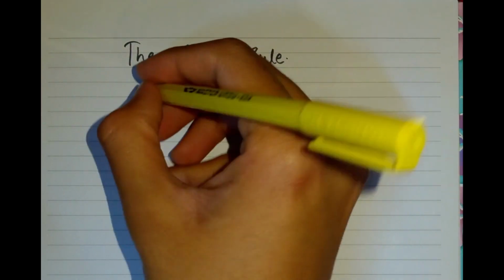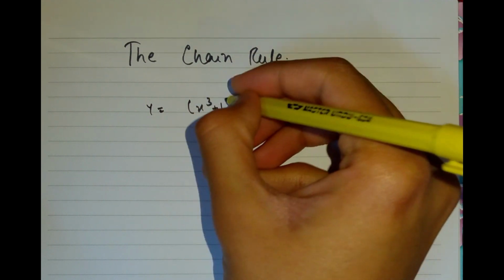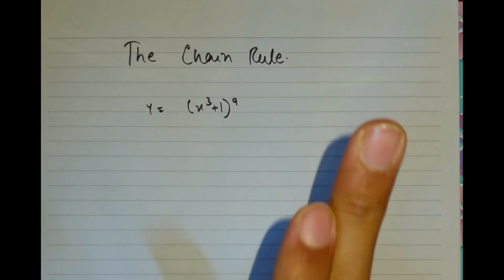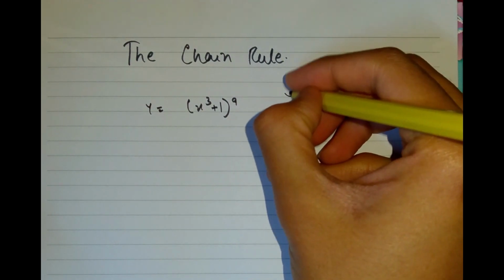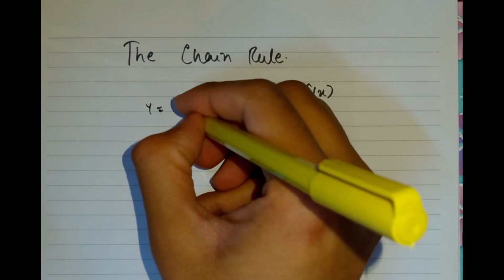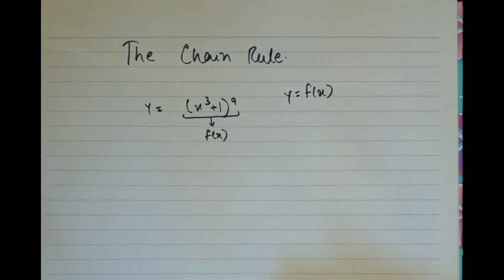I have a function. Let's say we have y is equal to (x cubed plus 1) power 9. Now it says that this is a function. That's nice, but what is the actual notation of a function? It is y is equal to f of x, right? Which means that this thing right over here is my f of x. We know that y is equal to f of x, where x is the independent variable and y is the dependent variable, which is dependent on x.